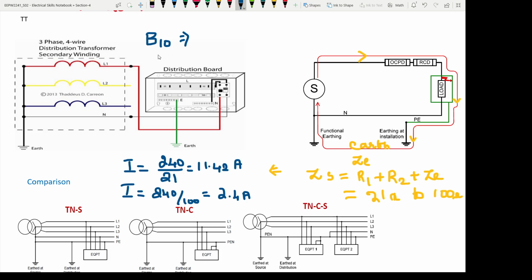So, if I consider B10, the smallest size of my MCB, B10 itself couldn't open, because the normal operating current itself is 10 ampere, and my fault current which is flowing during the leakage fault is only 2.4 amperes. At the best case I get only 11.42 amperes. So in this TT earthing method, if you are relying on the MCB for opening the circuit during the fault, it is not going to happen.